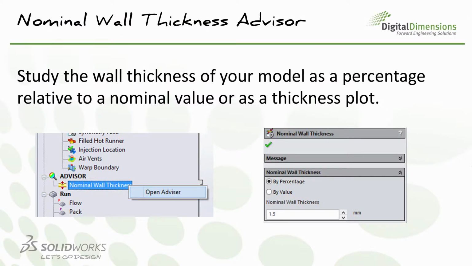Next, let's talk about a new utility called the Nominal Wall Thickness Advisor. The Nominal Wall Thickness Advisor will let you study the wall thickness throughout your model, and is available for all flavors of SOLIDWORKS plastics. Let's take a look.